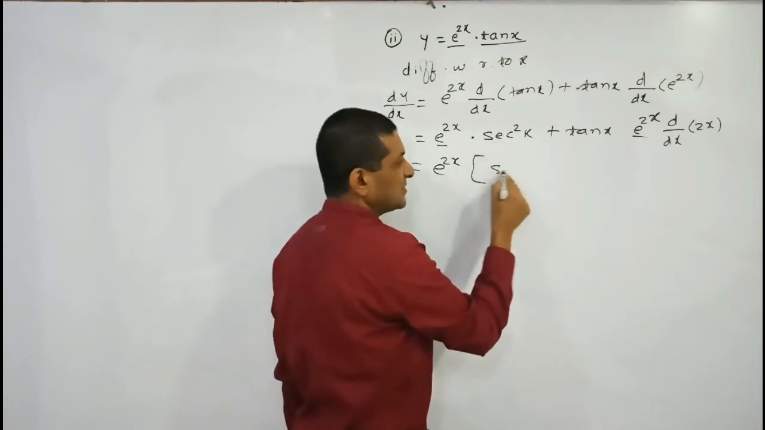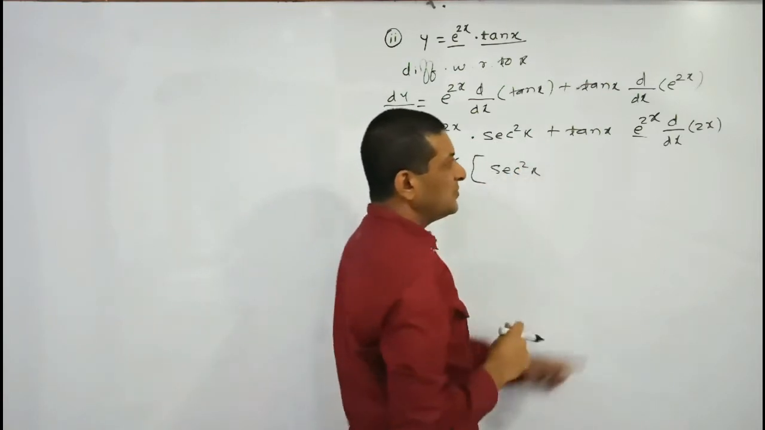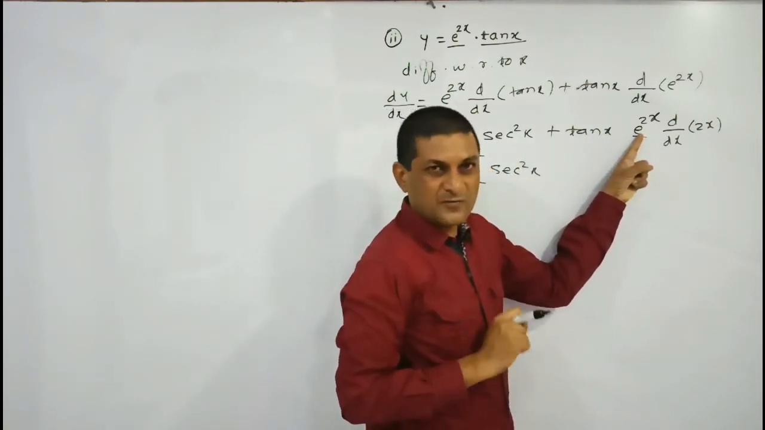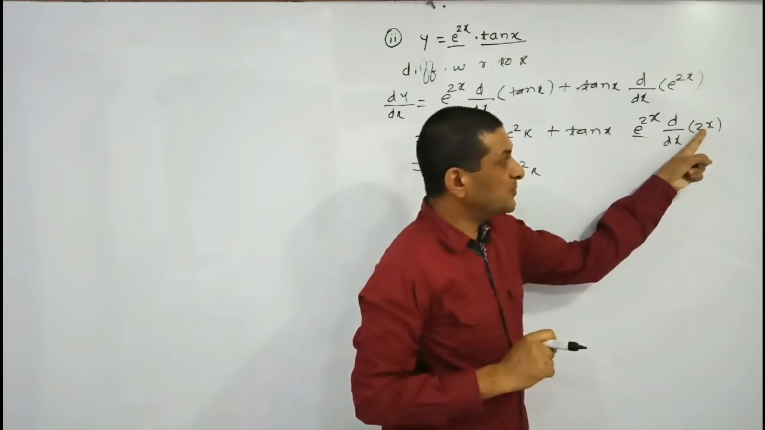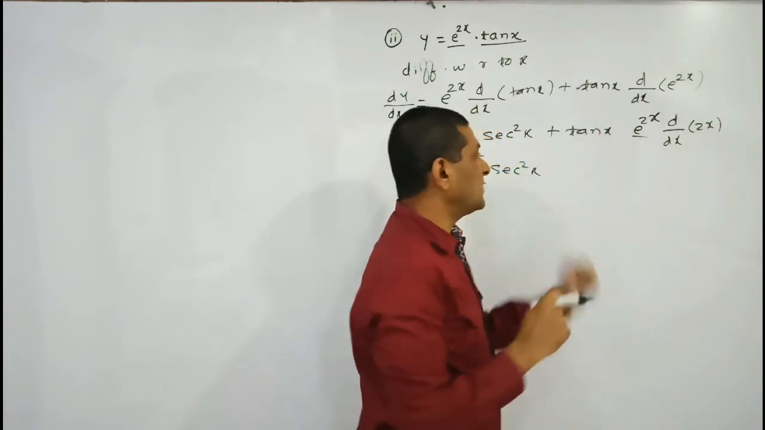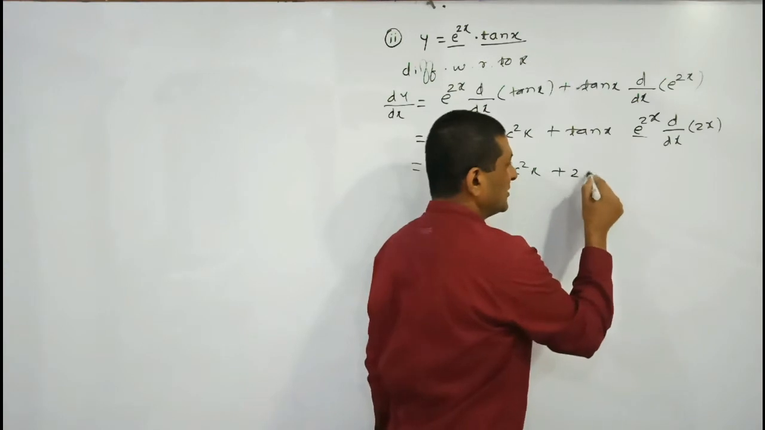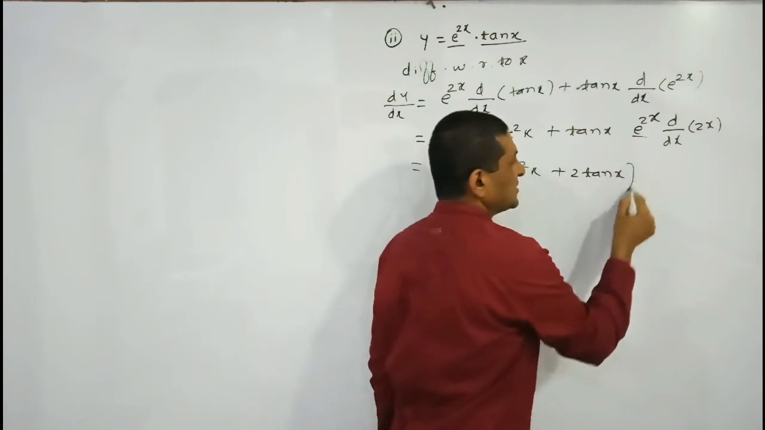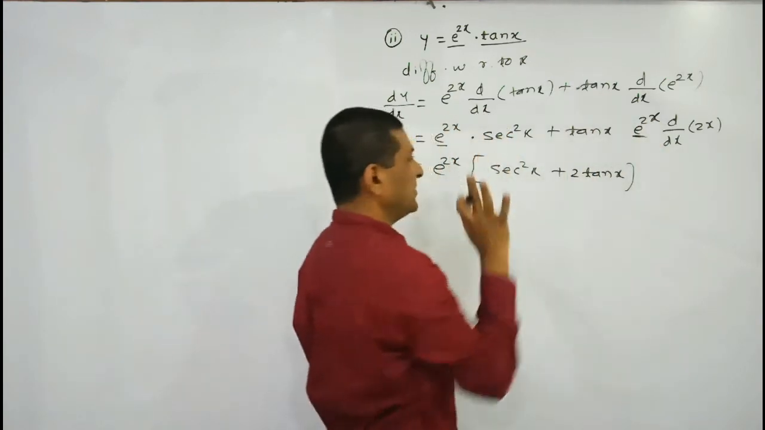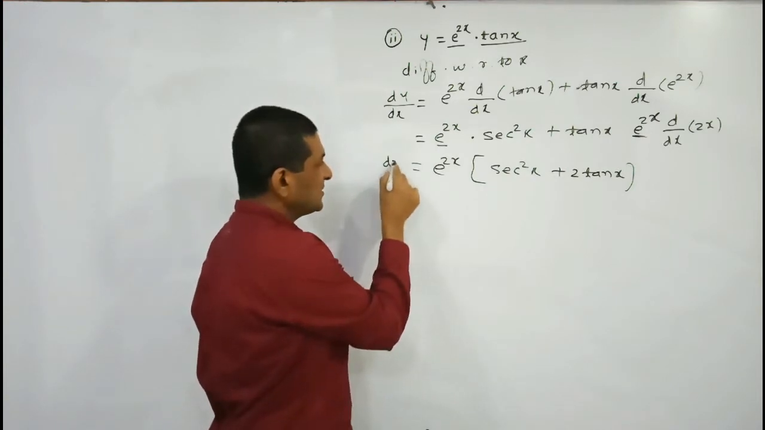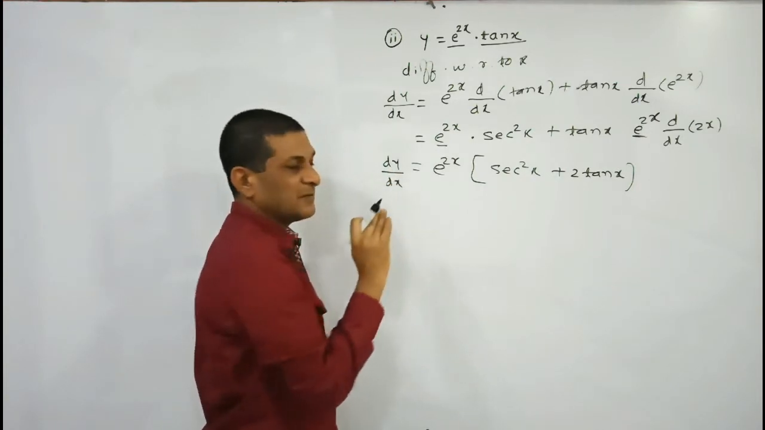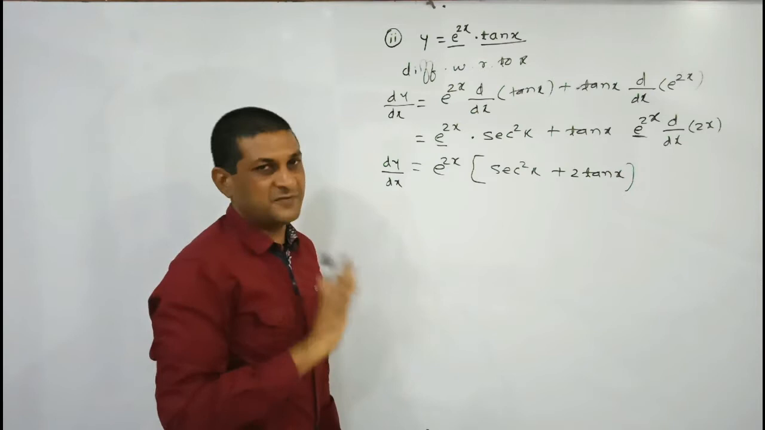So here the remaining term is sec square x. Already we have taken e raised to power 2x common from this term. Here the derivative of 2x will be 2, into tan x will be the remaining term here, 2 into tan x, because this term e raised to power 2x we have already taken common. So this is nothing but the value of dy by dx, our first order differentiation.